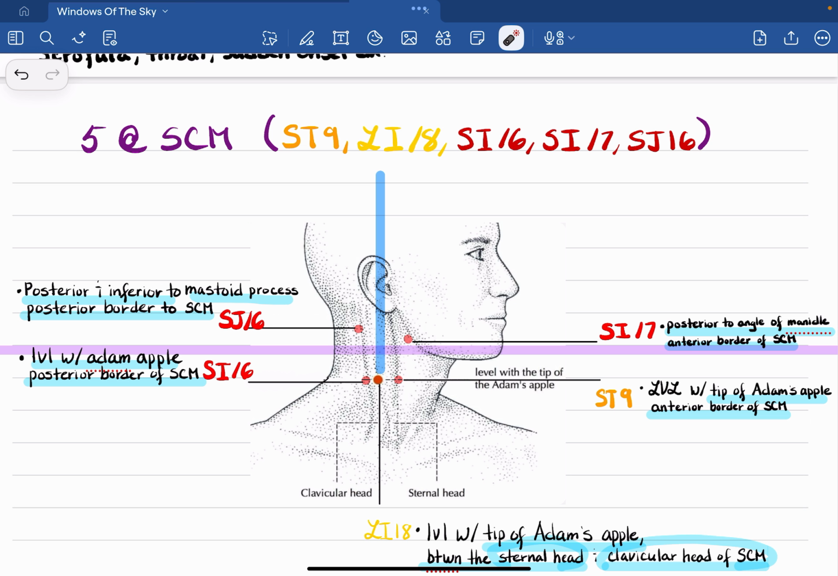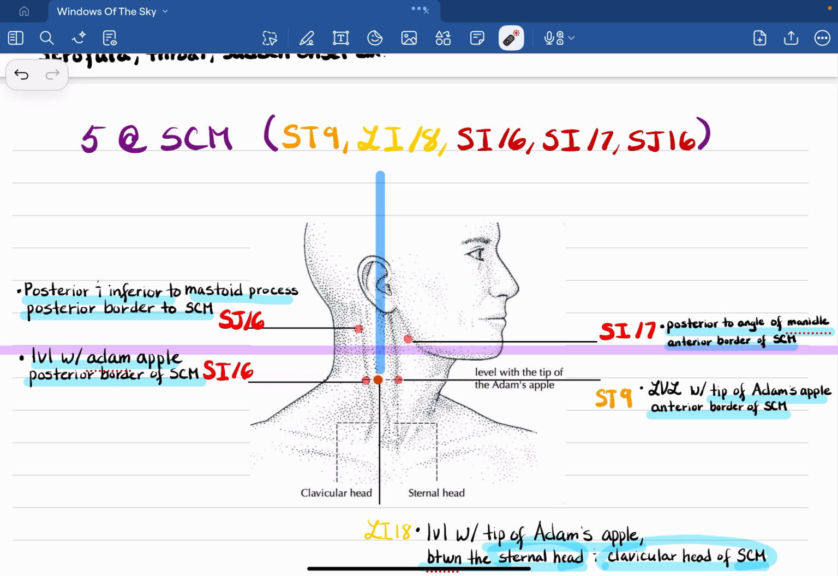Then you have to recall, after that, we have SI 17. We know that SI 17 and stomach 9 are both in the anterior part of the SCM. The only thing is that for SI 17, the pinpoint is the angle of the mandible. It's posterior to the angle of the mandible, but it's anterior to the border of SCM.